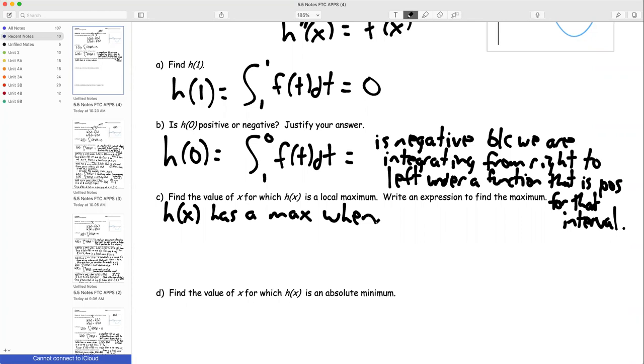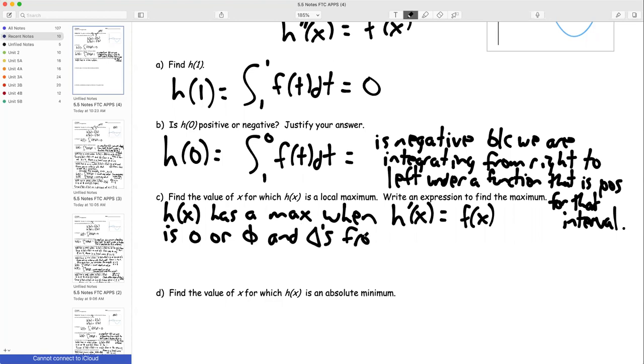Okay. So h of x has a max when h prime of x, and what's h prime of x equal to? It's equal to f of x, is 0 or undefined and changes from positive to negative.